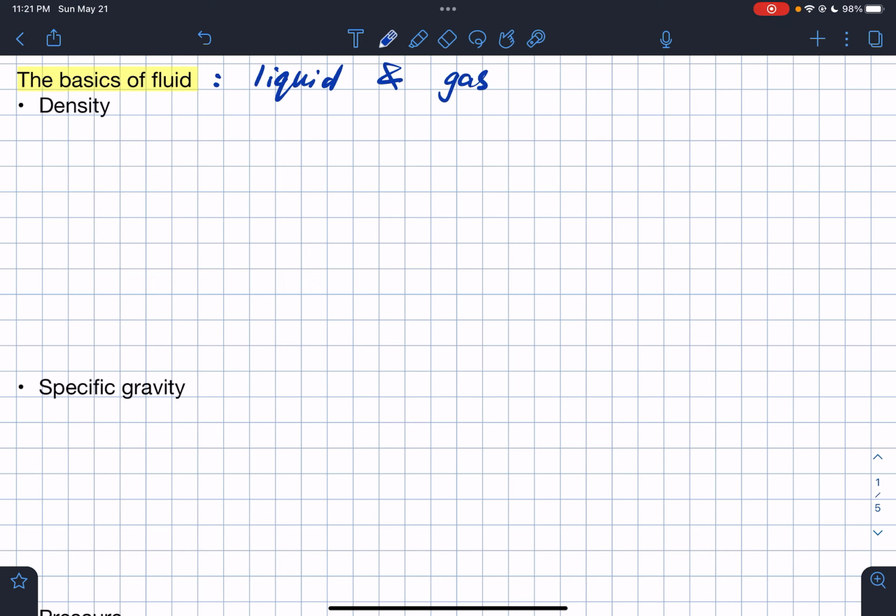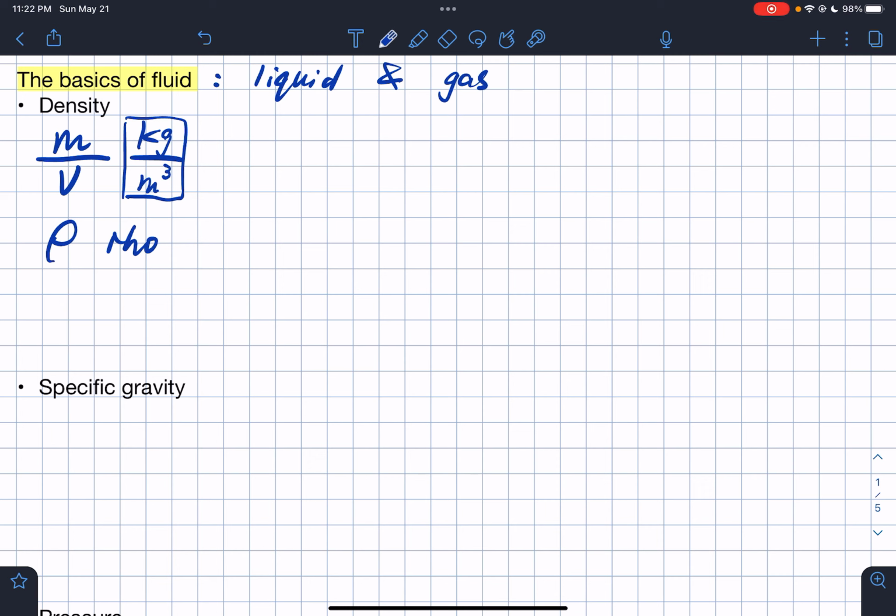Okay, so now let's talk about the density of fluid. So what is density? Easy peasy, right? Density is the measurement of mass over volume. The SI unit for mass is kilogram, and for volume is meter cubed, right? So that will be the SI unit for density, and it's symbolized by the Greek letter rho. Not to be confused with the capital letter P, which represents pressure.